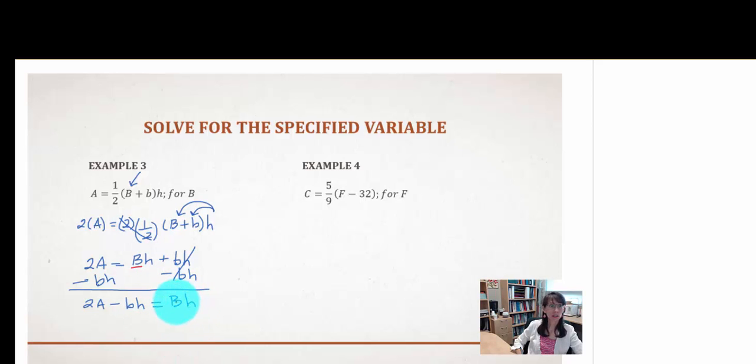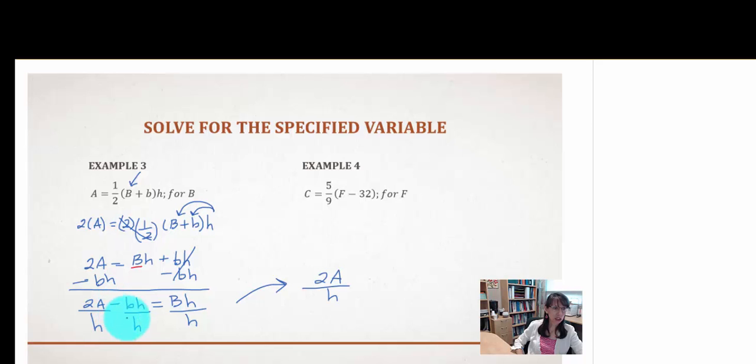So now we just have one step remaining. If we're trying to isolate capital B and it's multiplied by h, division of h will help us to eliminate h. So every term is divided by h. What we notice in the first term, 2a divided by h. There are no common variables there. So the 2a divided by h will remain.